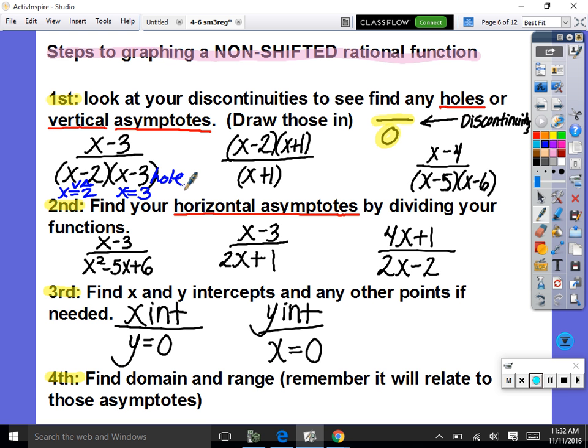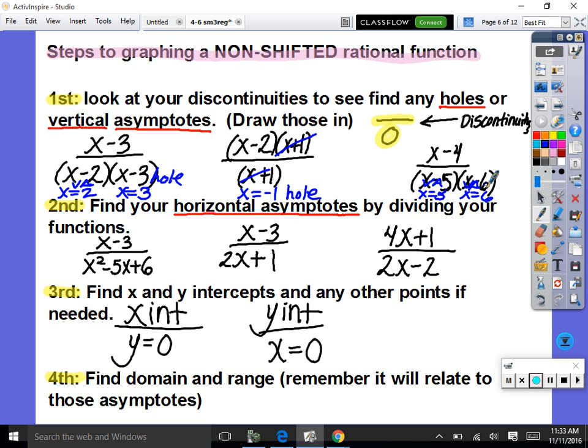So looking at this one, our discontinuities are at x equals -1. Is it a hole or a vertical asymptote? It's a hole. It divides out. So we'd say hole. And then looking at this example, we would have x equals 5 as a discontinuity and x equals 6. Are they holes or vertical asymptotes? Vertical asymptote. They didn't divide out. Everybody good? That's all you got to be able to do, and then you draw it in. That easy. Move on to your second step.